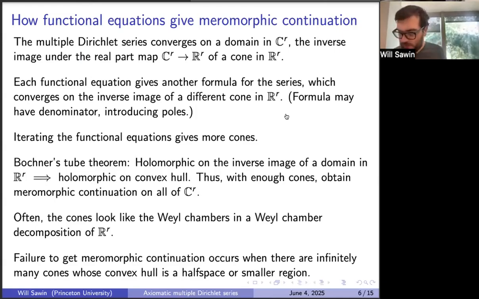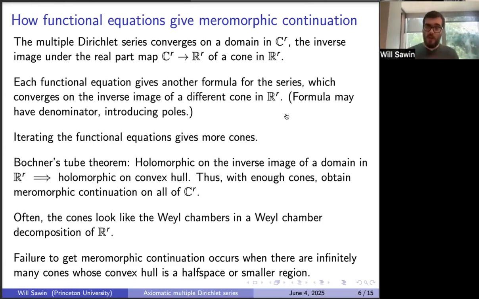And so you can start from the fact that the original series converges on some domain in C^R, and whether it converges depends only on the real parts of the s_i variables. So the domain it converges on can always be described as the inverse image, under the map from C^R to R^R that takes a tuple to its real parts, of a cone in R^R. And every time we have a functional equation, that gives us a new formula for the series.